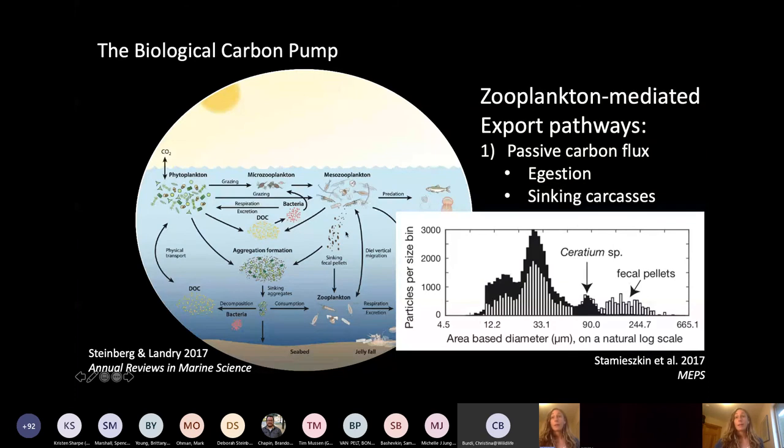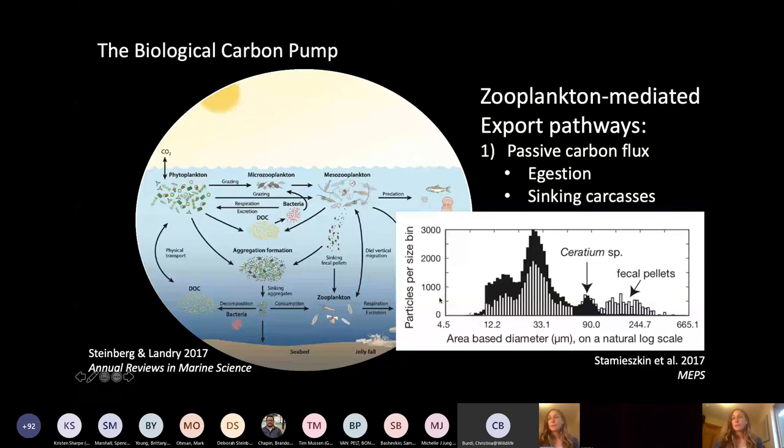Another mode of passive carbon flux is organisms dying and sinking. This may seem like an unlikely way for carbon to reach the seafloor, but there have actually been accounts of gelatinous plankton carcasses thousands of meters deep on the seafloor of the Pacific. So this is a significant source of carbon to the deep ocean.